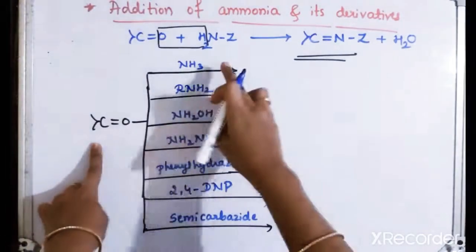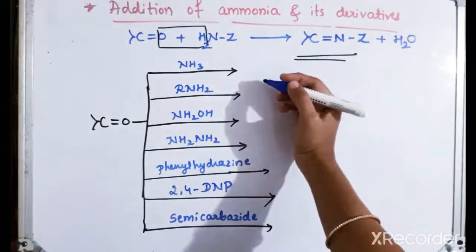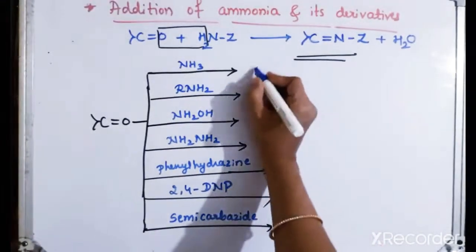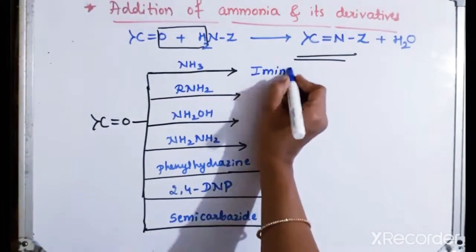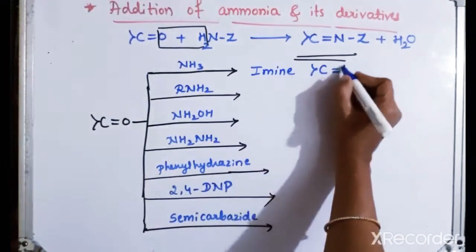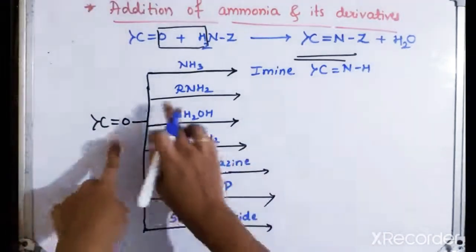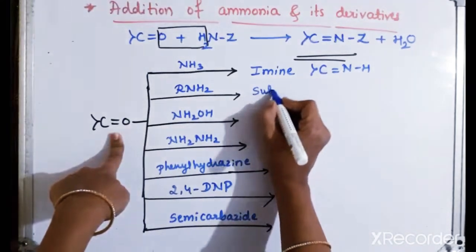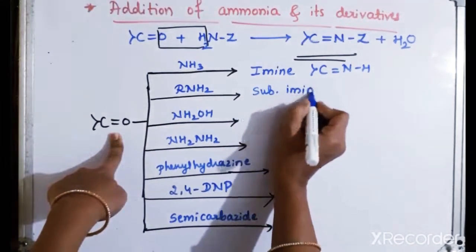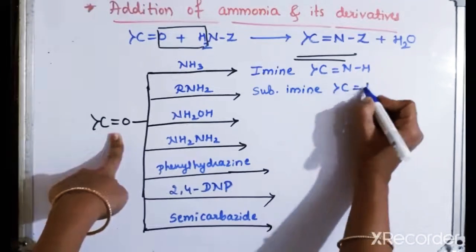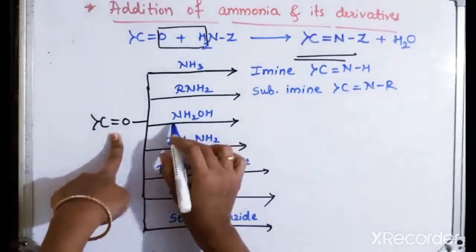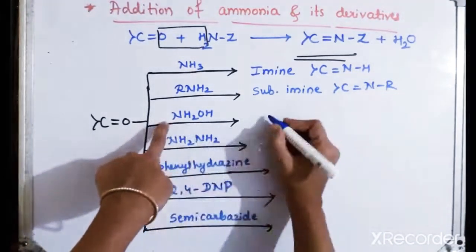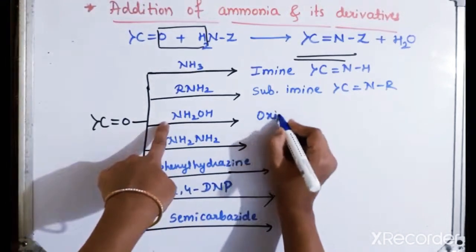Aldehydes and ketones react with ammonia, resulting in the formation of imines, which are represented as C=NH. They react with amines, resulting in the formation of substituted imines, represented as C=NR. They react with hydroxylamine, NH2OH, to give oxime.